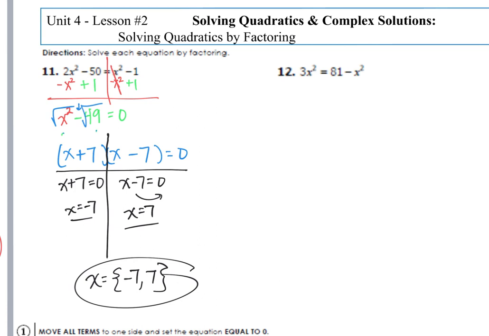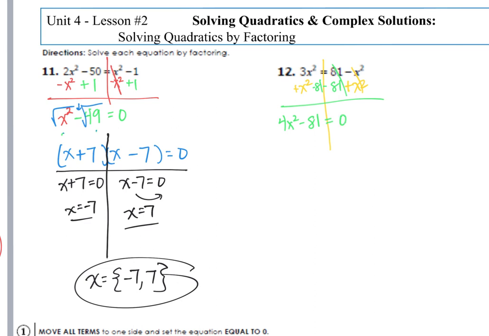Number 12, we have 3x squared equals 81 minus x squared. So the first thing we're going to do, okay, here's my equal sign, and we need to move all terms to the left side. So I'm going to add x squared. It will match up with 3x squared. And I'm going to also subtract 81. And 81 doesn't have anybody to match up with. So I'm just kind of going to stick them there for now. 3x squared plus 1x squared is 4x squared. 0, basically, minus 81. It's going to stay negative 81. Now this is all equal to 0.